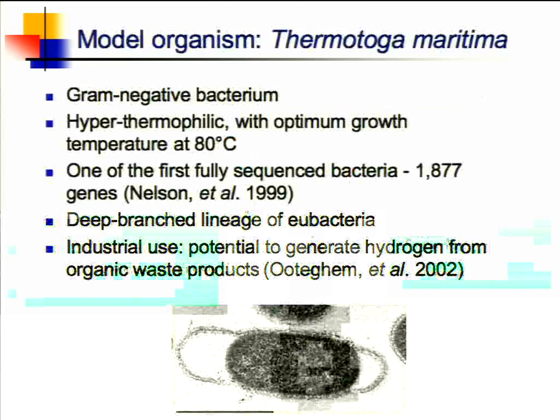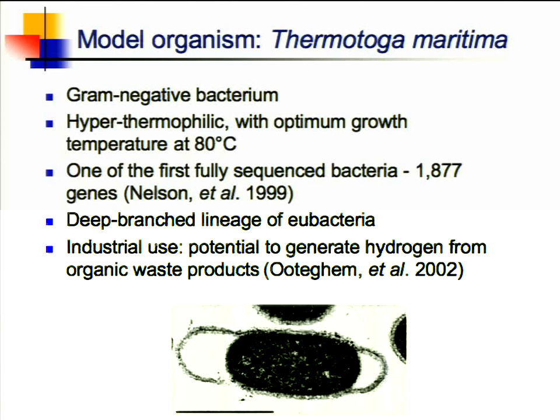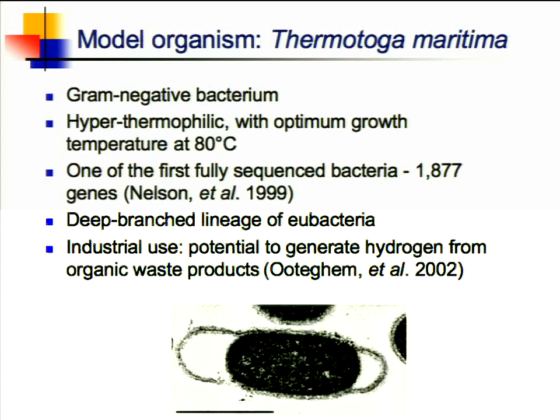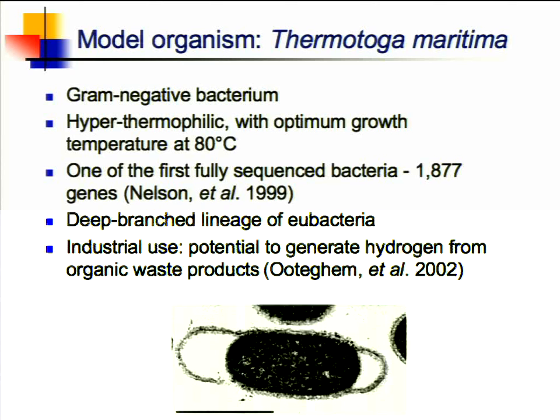The model organism we selected is Thermotoga maritima. It is a hyperthermophilic bacteria isolated from a thermal vent in the ocean. This organism likes to live in very high temperatures. The optimal growth is at 80 degrees centigrade. It is one of the fully sequenced bacteria, containing a very small number of genes, only around 1,800. So it's a manageable system for us to work with.